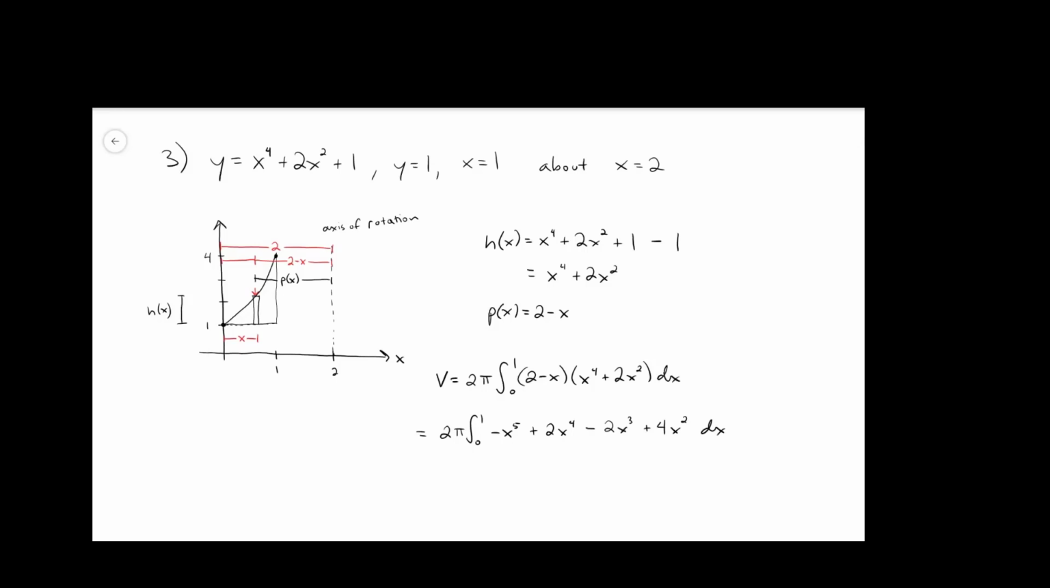Okay, so the last thing to do here is just to evaluate that integral. So we get 2 pi times the antiderivatives all the way around. We're going to have minus 1/6 x to the sixth plus 2/5 x to the fifth minus 1/2 x to the fourth, and then plus 4/3 x to the third. And it seems like all of these have the 0 and the 1, which is kind of nice.